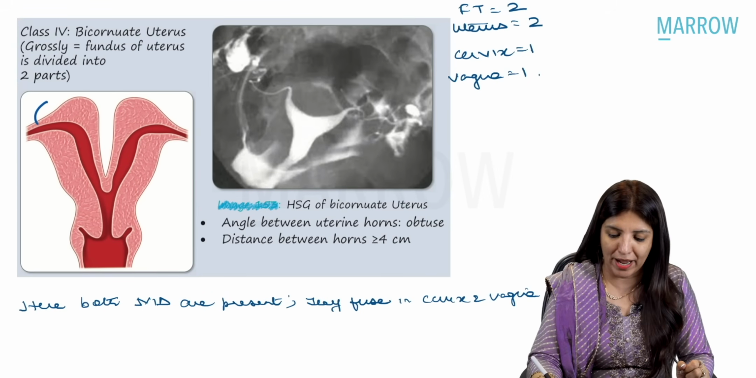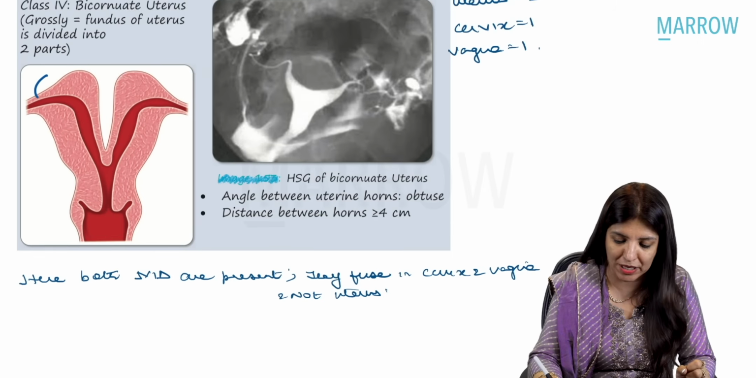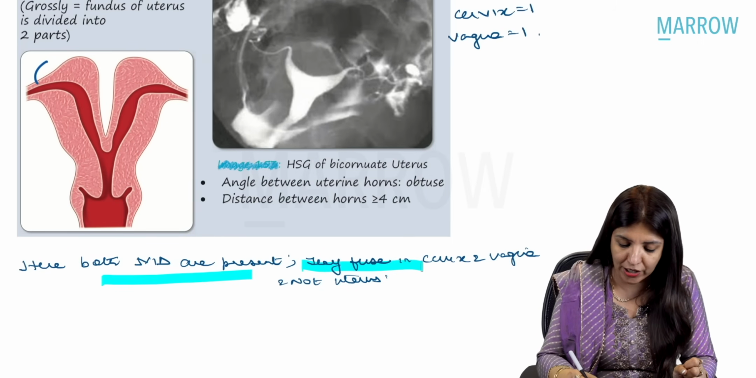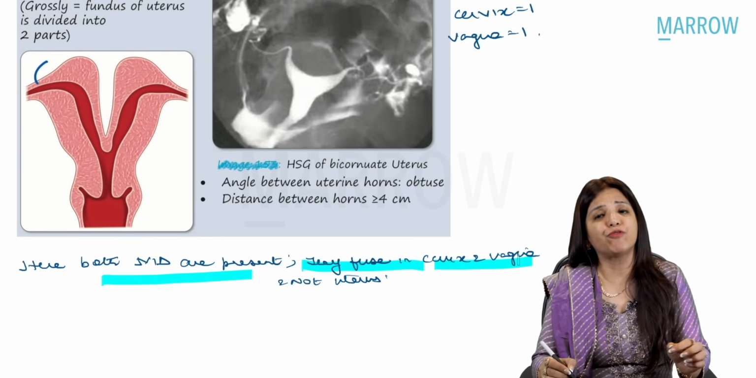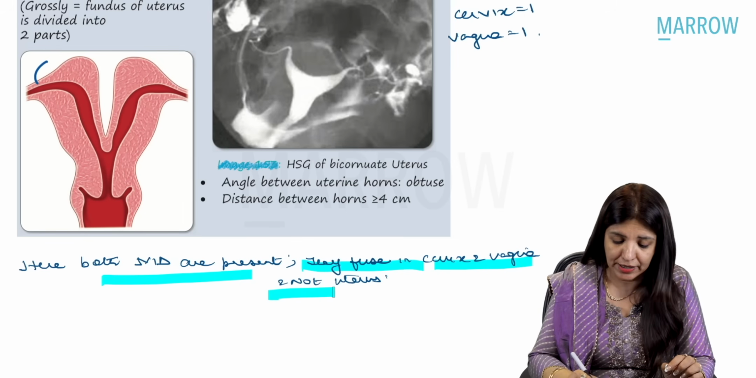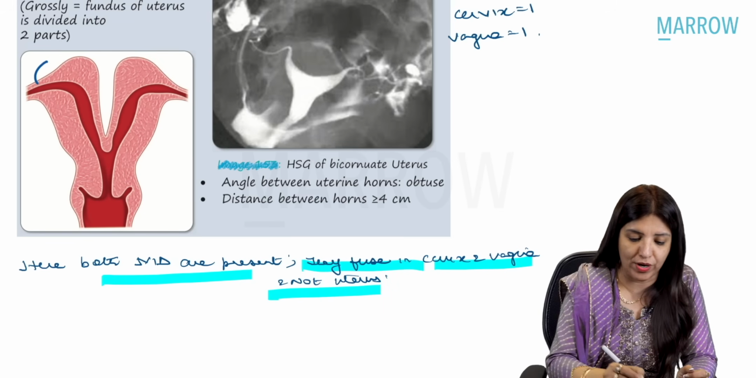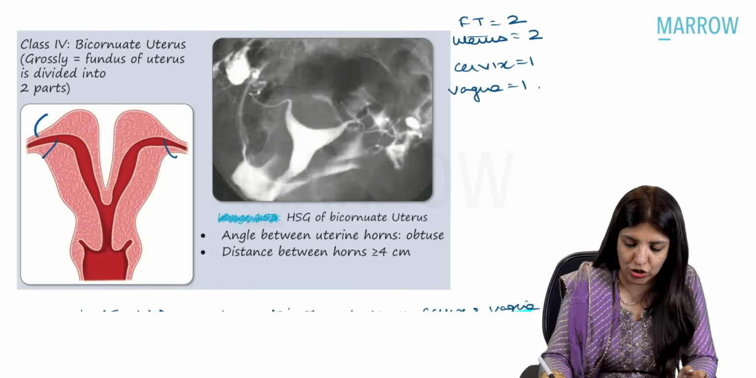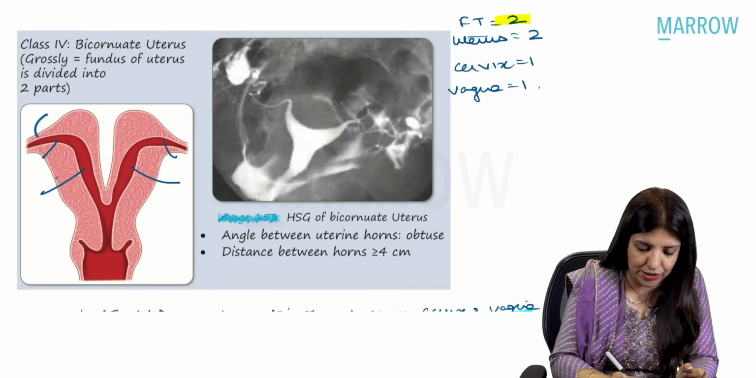Then next comes your bicornuate uterus. Bicornuate uterus means that both side Mullerian ducts are present. They have started fusing, but they have fused only in the cervix and vagina. The uterus is not fused. So over here what we see is that there are 2 fallopian tubes, like you can see, I've written over here, there are 2 fallopian tubes, right? Then there are 2 uterus, right?